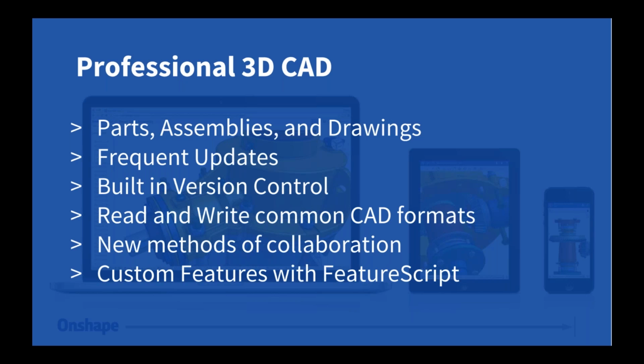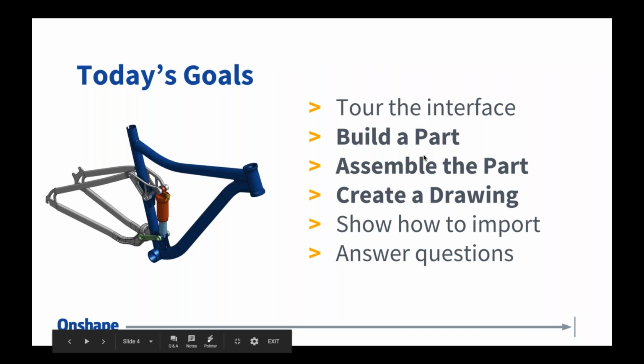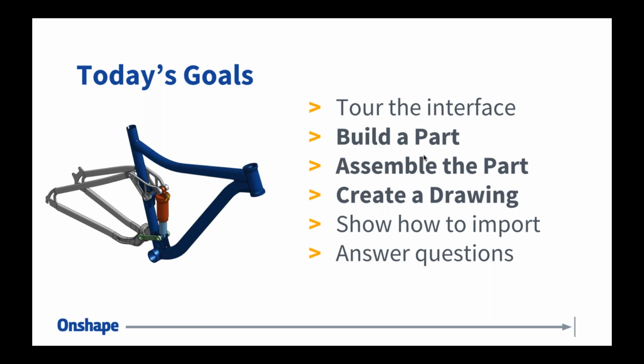Now, what is the goal today? It's pretty straightforward. As I mentioned before, this is very much an entry-level crash course into Onshape. So, of course, what we're going to do is talk about the interface. What are the important pieces of the interface that you need to know getting started? Then we're going to build a simple part, assemble it, and create a drawing of it.